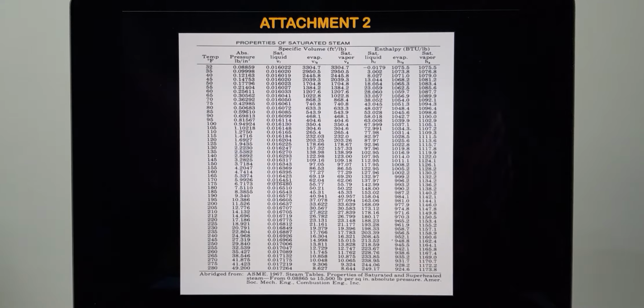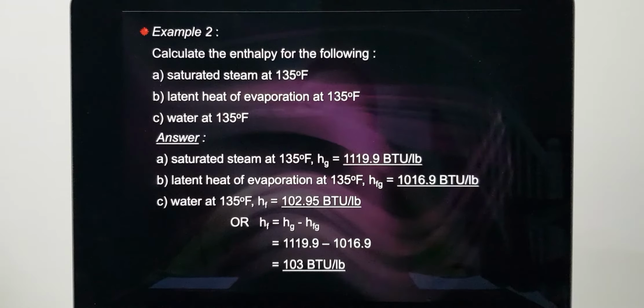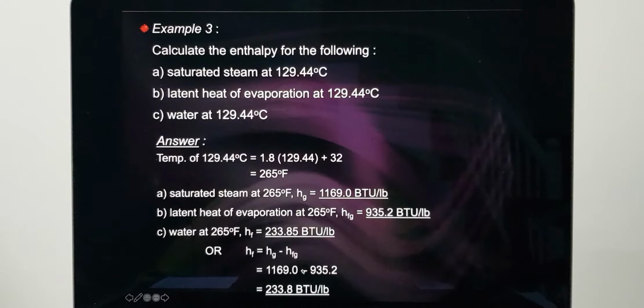It's very straightforward here. You have the saturated steam Hg at 135 is 119.9 BTU per pound. And then you have latent heat of evaporation HFG at 1016.9 BTU per pound, as well as the water. You can get it straight from the steam table, 102.95. Or if you have extra time and want to do simple subtraction, that's alright. You will get almost a similar answer. Then we move on to the following example.